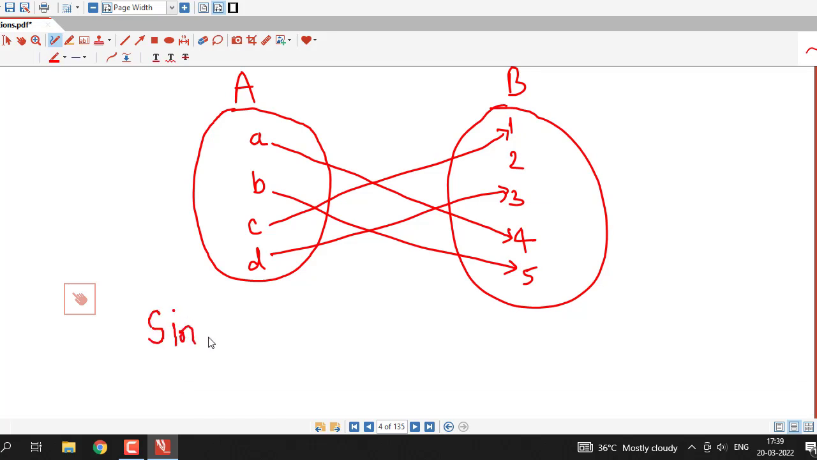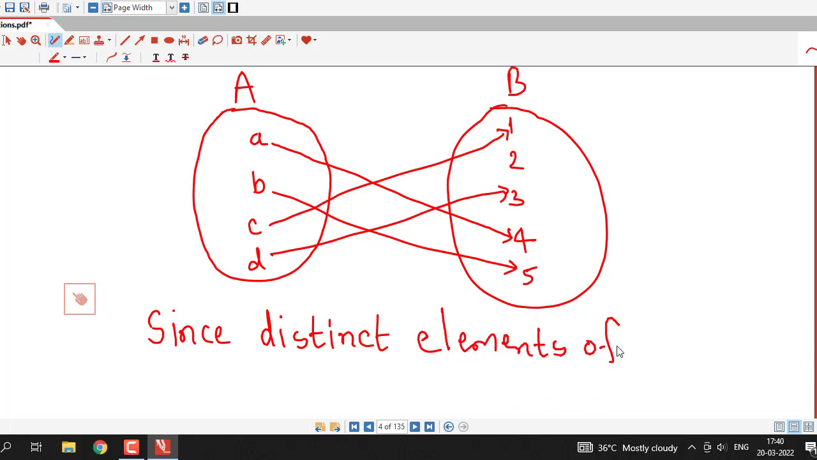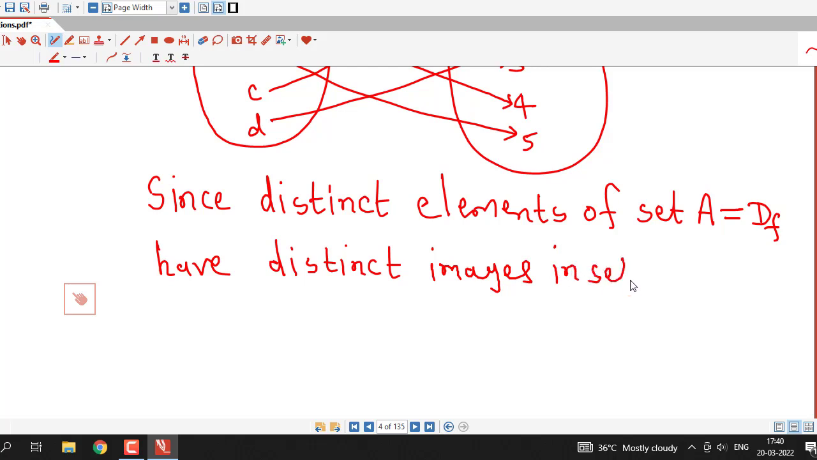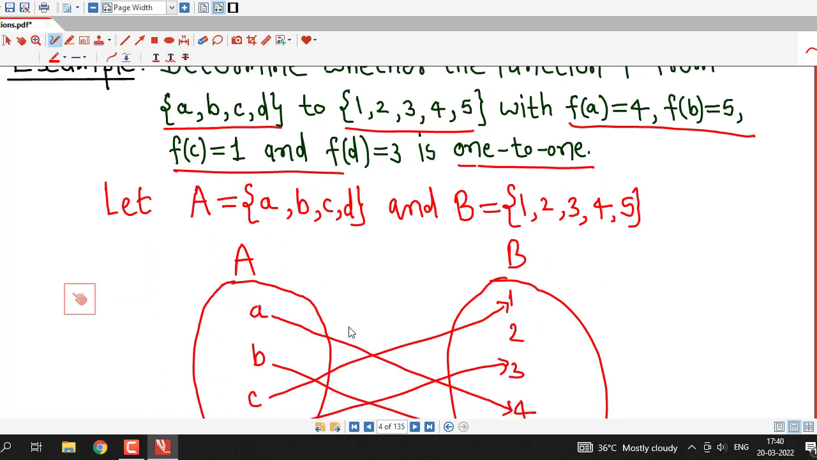So we can write that since distinct elements of set A, which is nothing but domain of f, have distinct images in set B, we can say that f is 1 to 1 or injective. So if we have a finite set, we can check in this way.